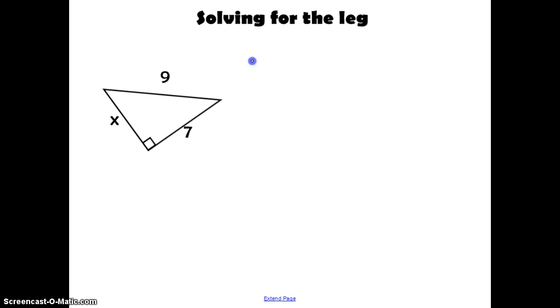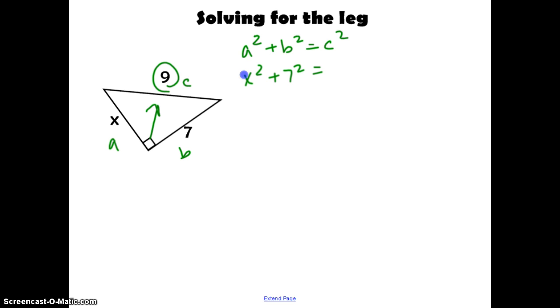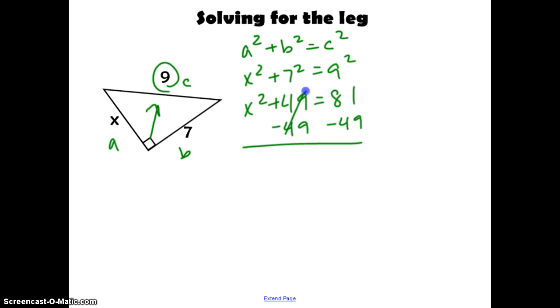Now, when we do this example, same idea. We start off with a squared plus b squared equals c squared. Across from the right angle, we have 9, so that's c. That means the other two are a and b. So we substitute: x squared plus 7 squared equals 9 squared. x squared plus 49 equals 81. Then we want to subtract 49 from both sides, and we get x squared is equal to 32.